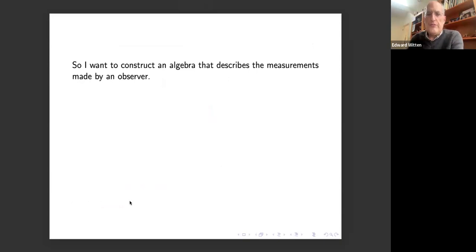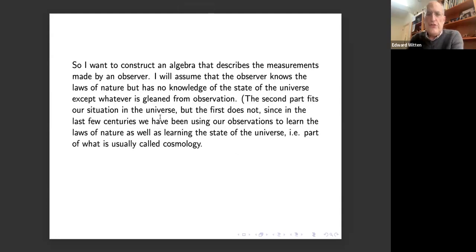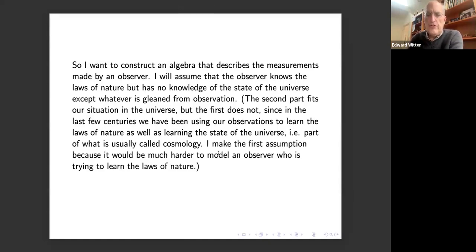So I want to construct an algebra that describes measurements made by an observer. I'll assume the observer knows the laws of nature, but has no knowledge of the state of the universe, except whatever is observed. So this observer is trying to determine the state of the universe by observation. The second part fits our situation in the universe, but the first doesn't, because in the last few centuries, we've been using our observations to learn the laws of nature as well as learning the state of the universe. However, I make the first assumption because it would be much harder to model an observer who's trying to learn the laws of nature. So I'm only modeling the observer who's trying to learn the state of the universe.